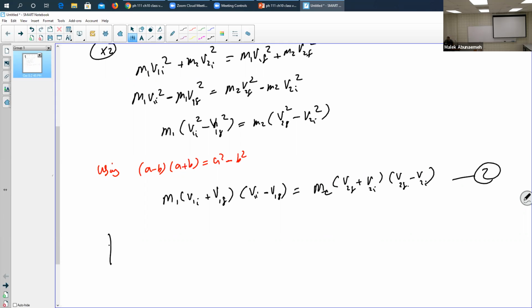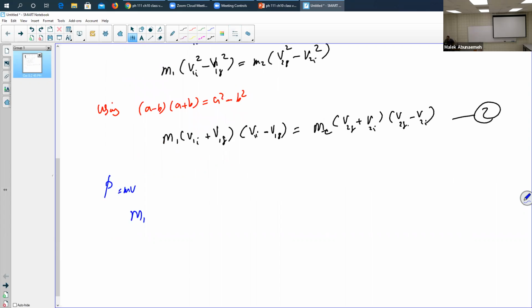Our first equation was the momentum that we talked about, which equals mv. Let me get blue for this one. For the momentum, M1 V1 initial plus M2 V2 initial equals M1 V1 final plus M2 V2 final. That was our first equation that we saw for the momentum.